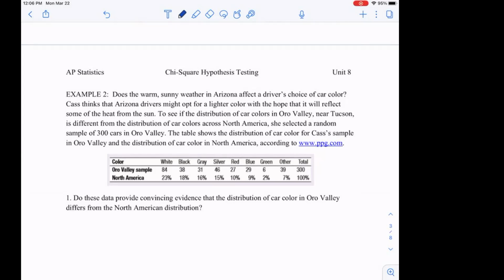I flat out stole this from someone else's note packet, so I don't know what PPG is. Personal protective gear, but I don't think so.